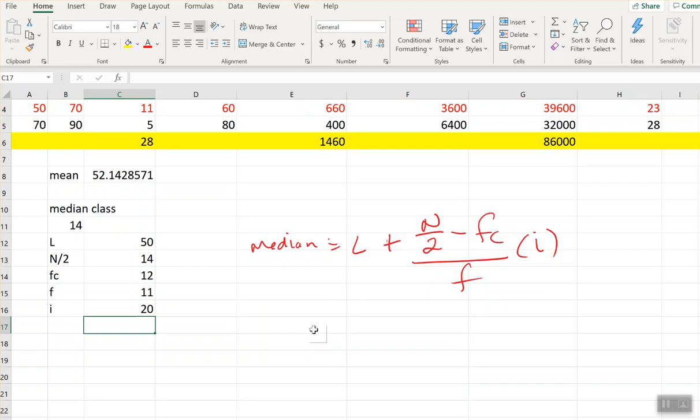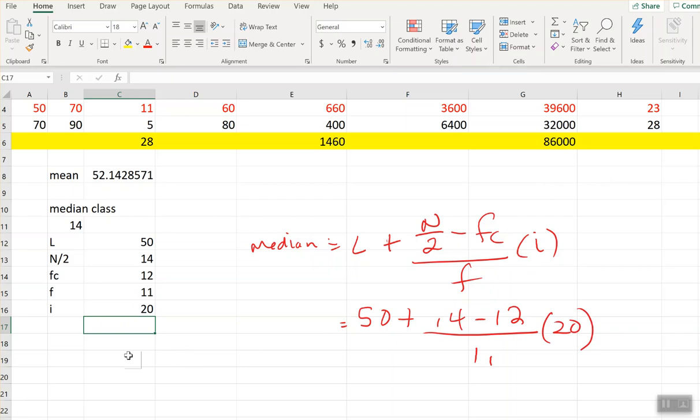So I'm just going to write it out. This is equal to L, which is 50, plus n over 2, which is 14, minus the cumulative frequency up to but not including the median class, which is 12. Divide that by the frequency of the median class, which is 11, and multiply everything by 20.